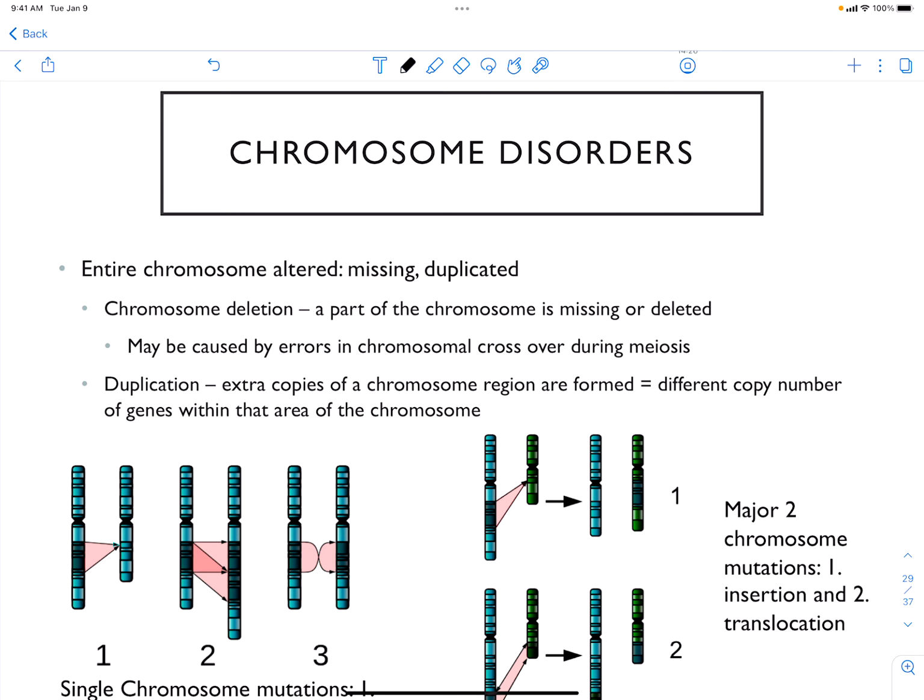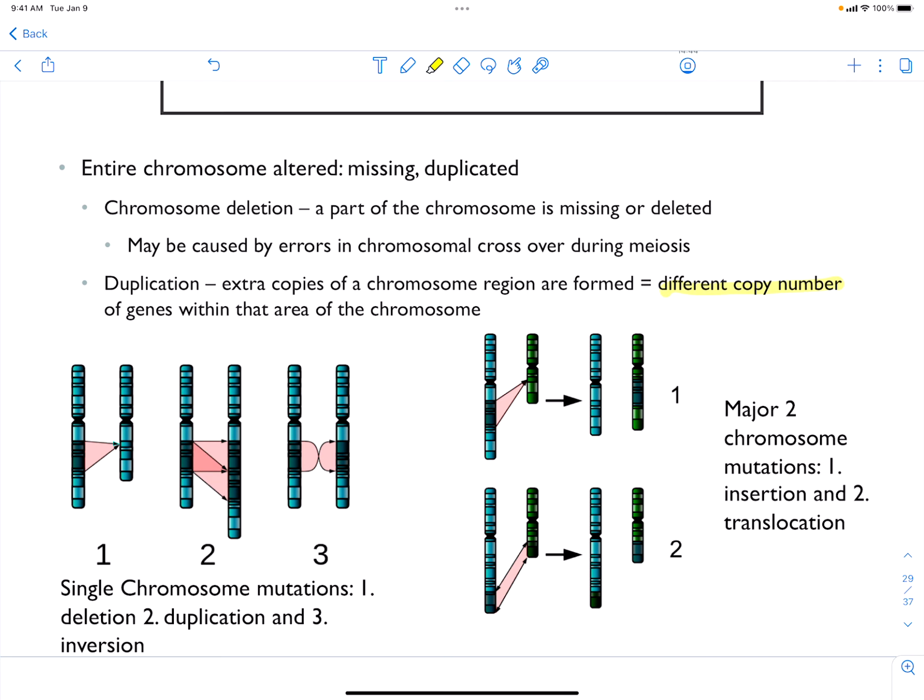And so with duplication, you get a different copy number of genes within that area of a chromosome. So here we have single chromosome mutations. The first is a deletion. And so you can see that this section is deleted, so this chromosome is truncated, shorter. And then for duplication, which is number 2, this chromosome is elongated and it has additional information.